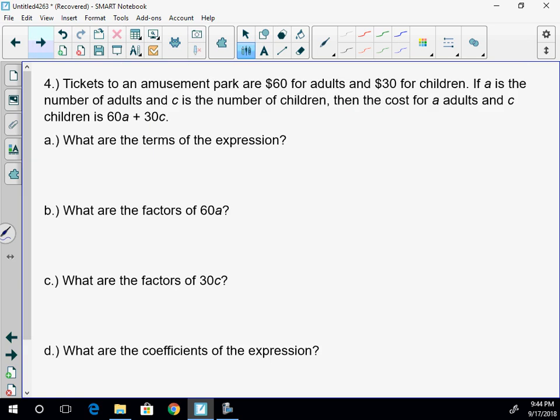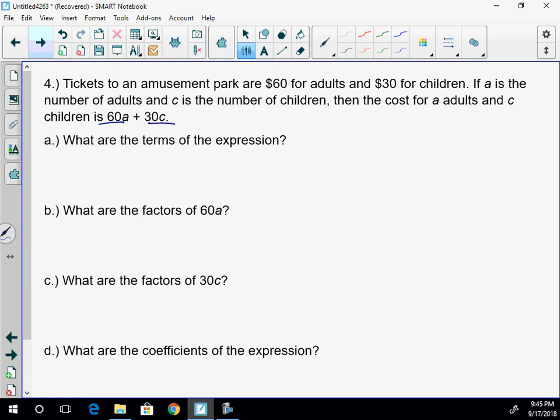Let's look at how we can look at an expression that applies to a real-world scenario, and how we can break it down and ask for meaning. All right? Tickets to an amusement park are $60 for adults and $30 for children. If A is the number of adults and C is the number of children, then the cost for A adults and C children is 60A plus 30C.